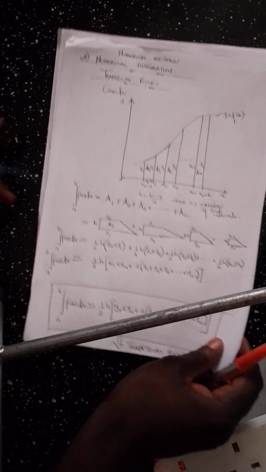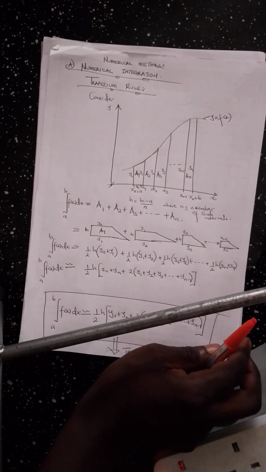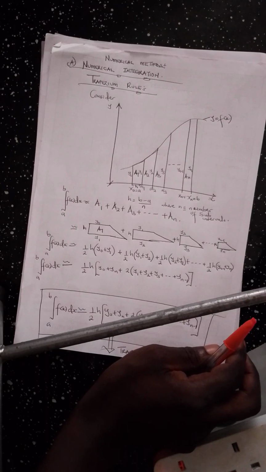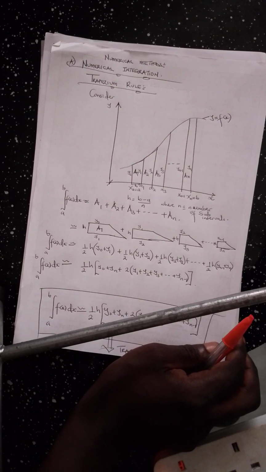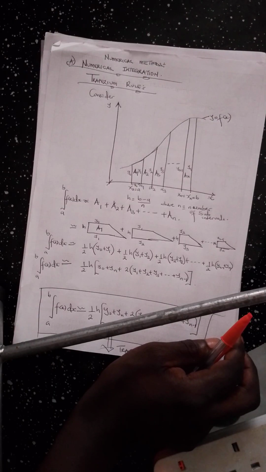There is what we call numerical integration or trapezium rule. There is what we call errors. We have location of real roots, where we talk about the NRM, the general iterative formula, the linear interpolation and extrapolation, and finally we have what you call the flowcharts.